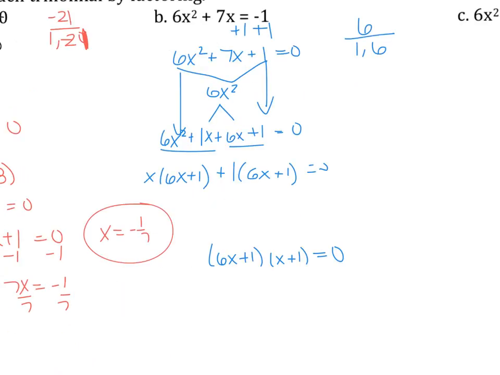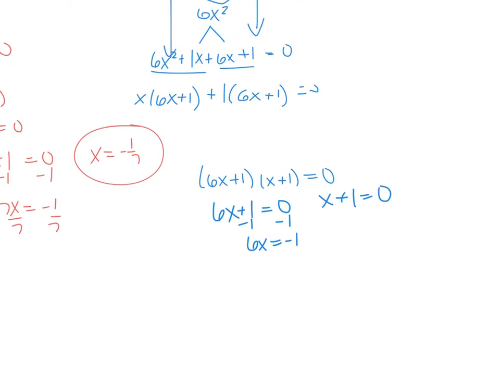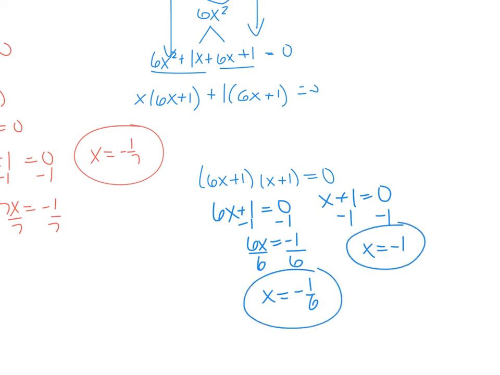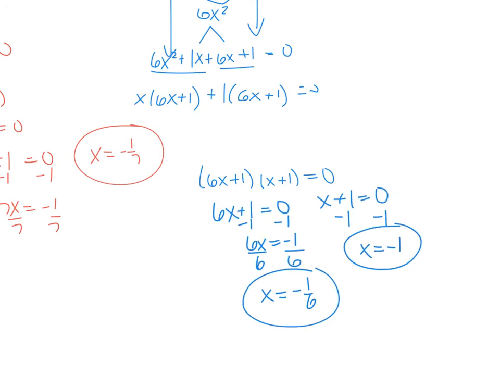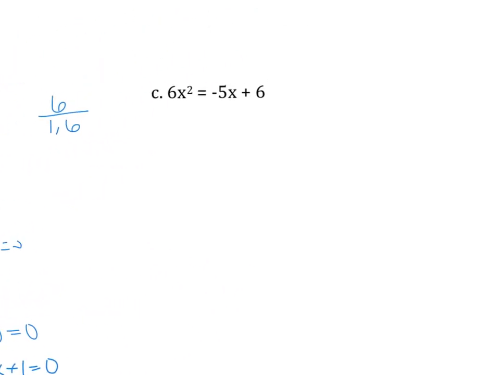Okay, this should be what your work looks like, and your final answer here should look like 6x plus 1 times x plus 1. And then lastly, we just have to set each factor equal to 0 and solve. And you end up with these 2 solutions. Let's do the same thing for this one.